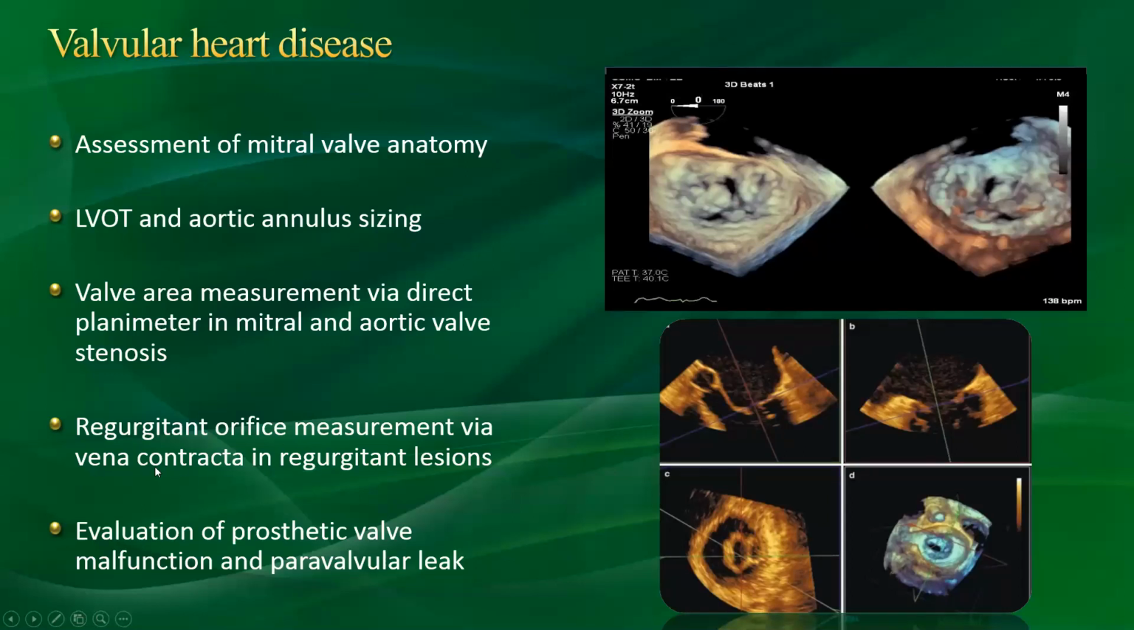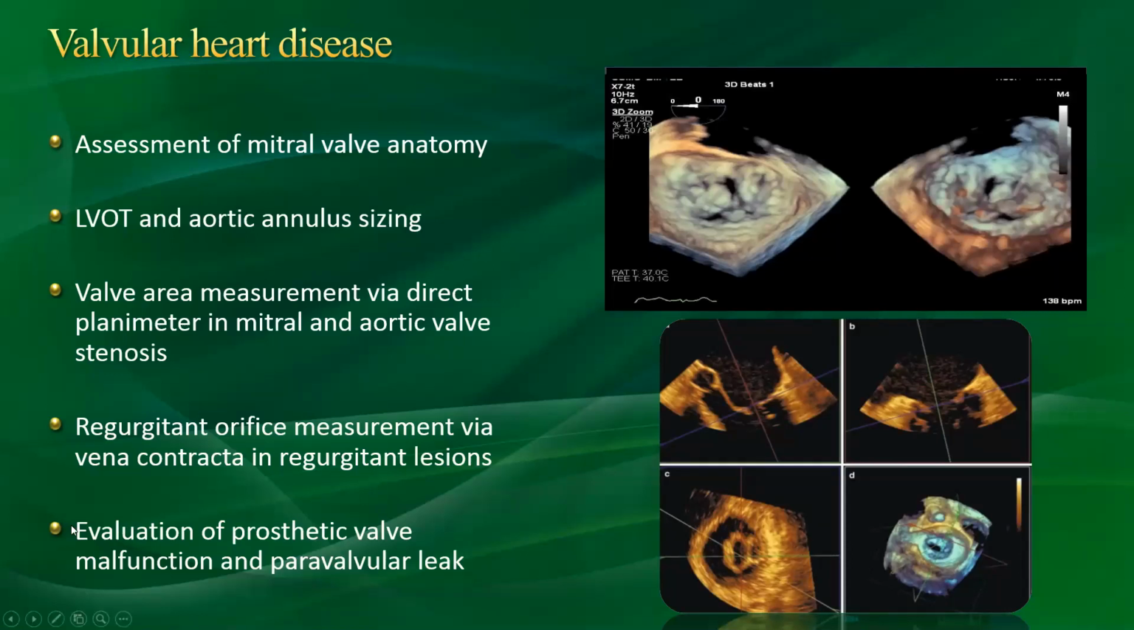Regurgitant orifice measurement via vena contracta for regurgitant lesions is another advantage of 3D echocardiography with color. We still don't have a gold standard reference method, but it's very valuable, and it helps us accurately assess the orifice area. Right now we're using the 2D image and the PISA, and we assume it's a round orifice, right? What 3D showed us, and I'm going to show you an example in the next few slides, is that it's not round in all cases. Sometimes it's elliptical or crescent-shaped. I'll show you some examples.